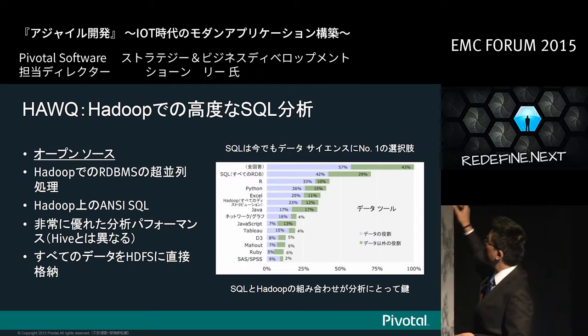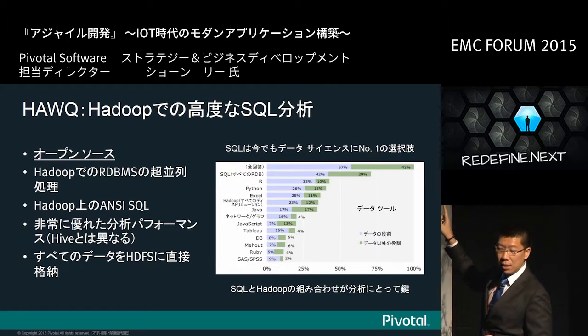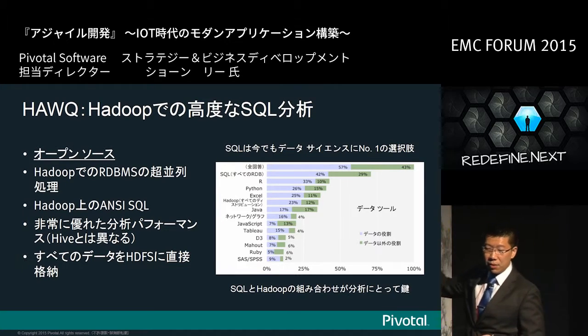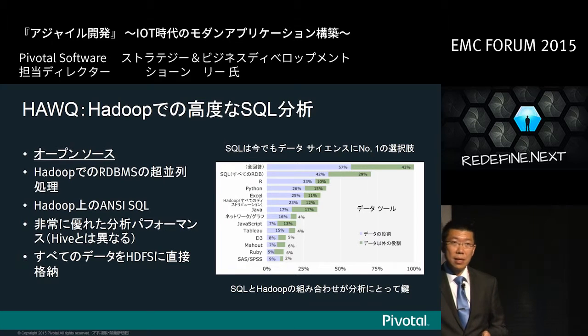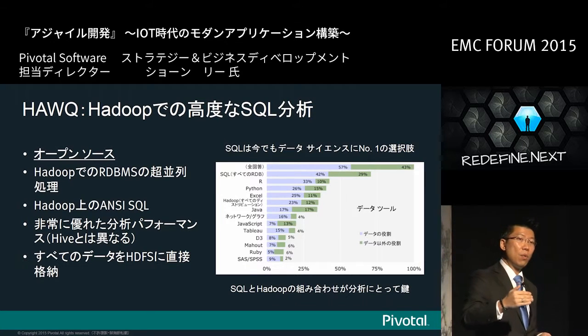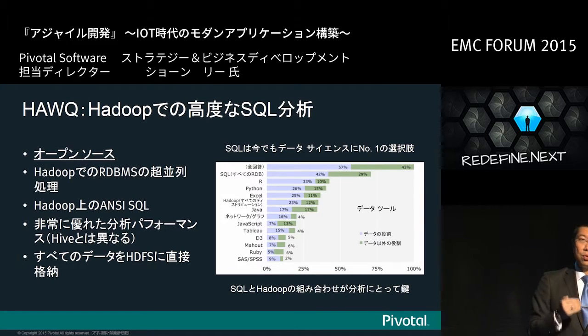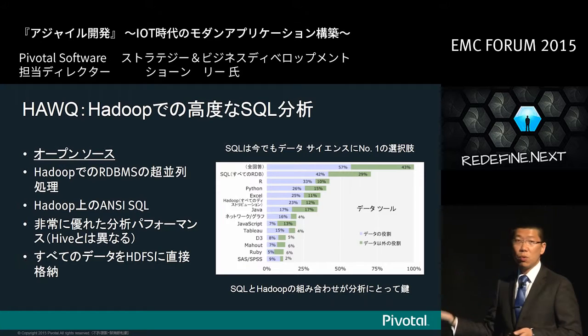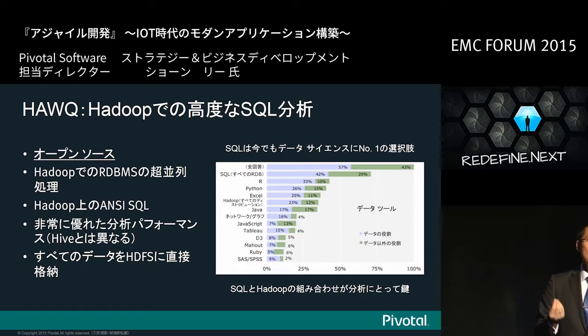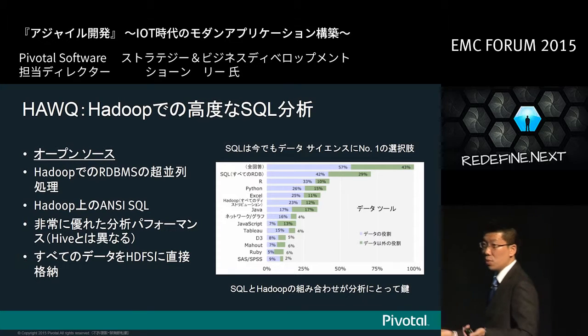And if you look at the chart on the right-hand side, this is a survey that talks about the number one choice for data science. You'll see that Hadoop is not number one, right? The people that actually know how to analyze and manage data are all saying that SQL, at the end of the day, is still going to be the main tool that they use to analyze data.